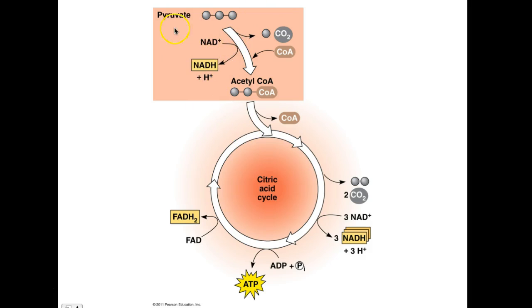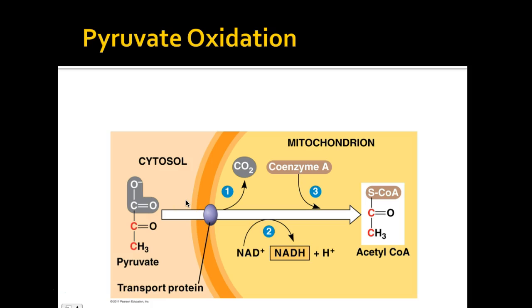This process up here, the transition step, is separate from what's going on down here. And all of these electron carrier molecules are going to go to the electron transport chain where we're going to produce the bulk of ATP. So let's look at pyruvate oxidation, or that transition step.